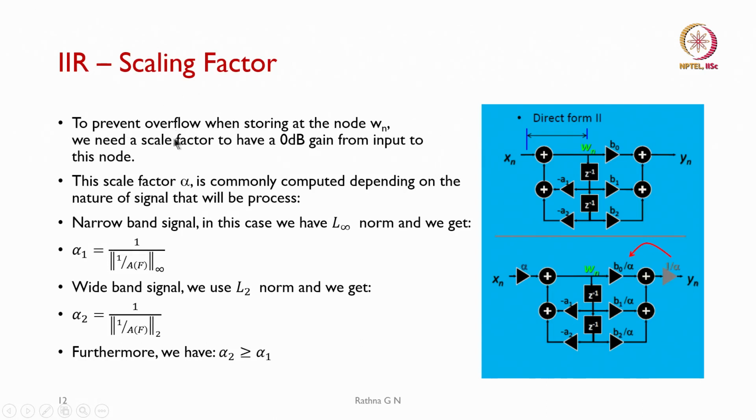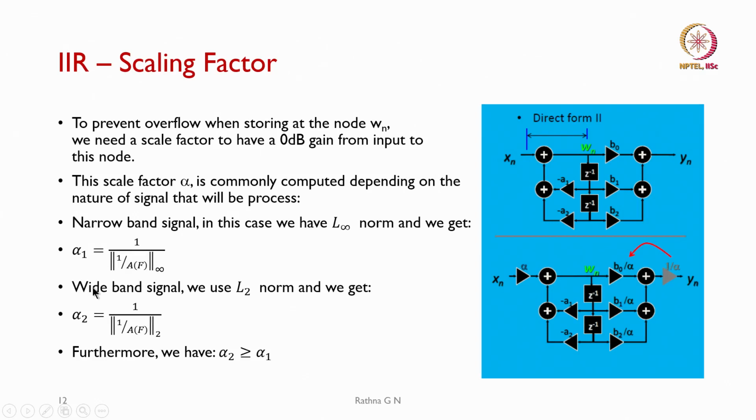So, that is what is shown here, to prevent overflow in storing at node W n. We need a scale factor to have a 0 dB gain from input to this node. This scale factor, which we call alpha k, is commonly computed depending on the nature of the signal that will be processed. For a narrowband signal, we use the L infinity norm, and then we get alpha 1 as 1 by the infinity norm of 1 by A of f.